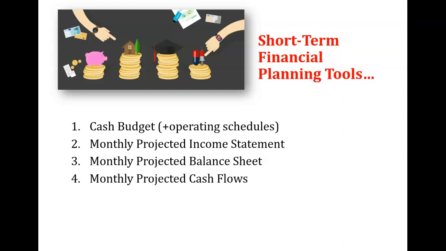The second one is the monthly financial statement. We have three types of financial statement: income statement, balance sheet, and cash flows. So they need to prepare all of these three statements. These are the short-term financial planning tools.